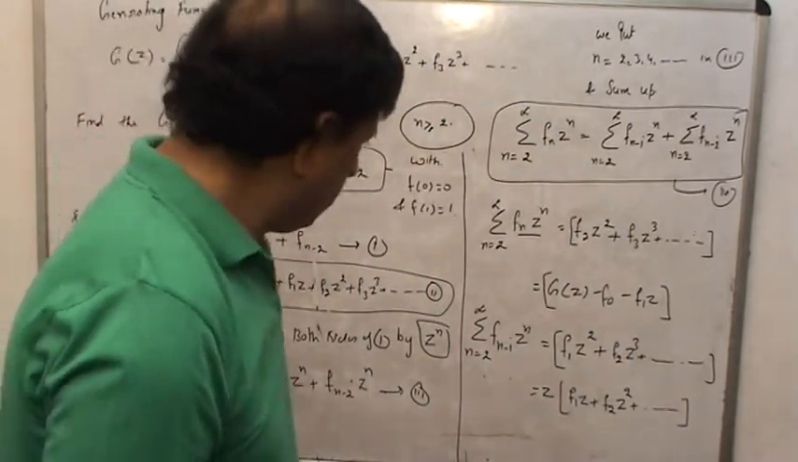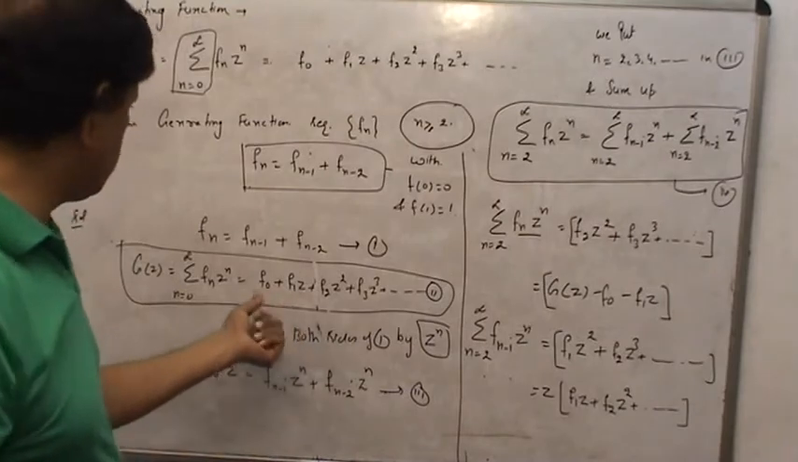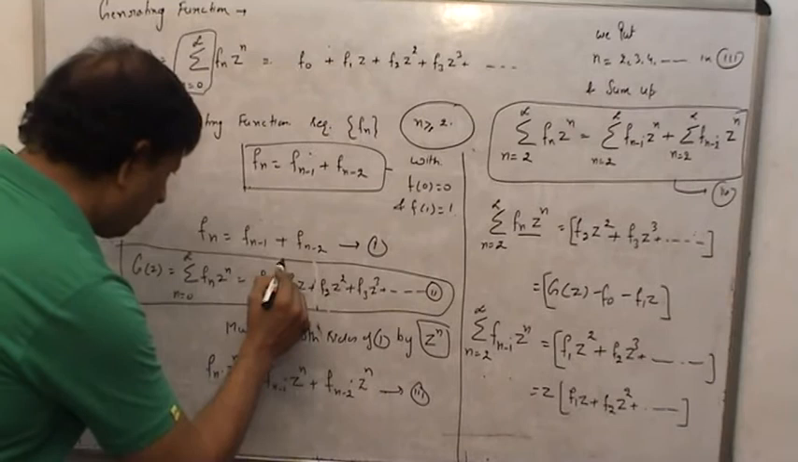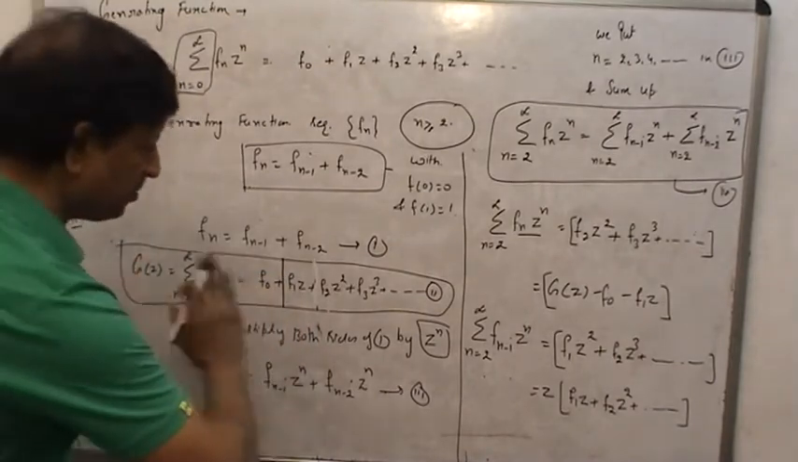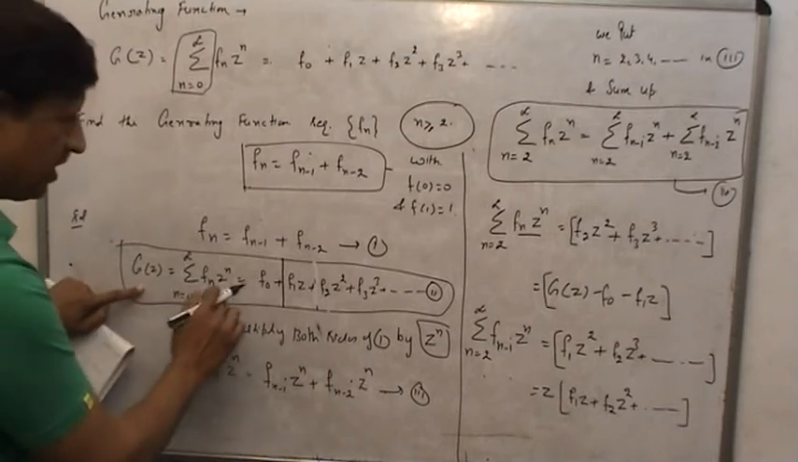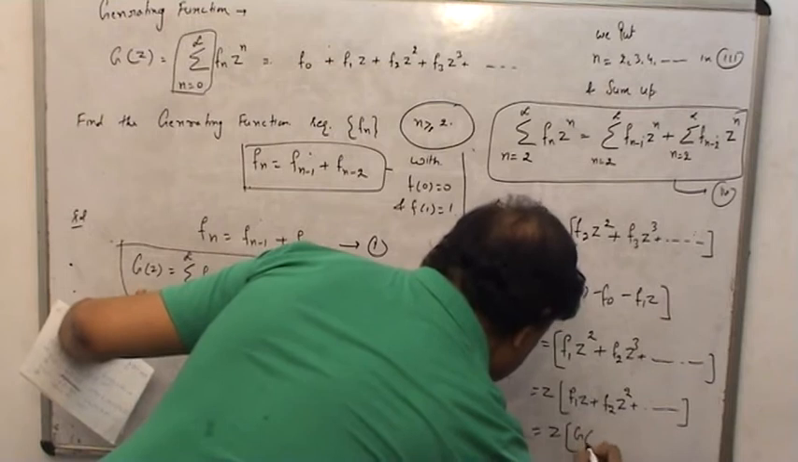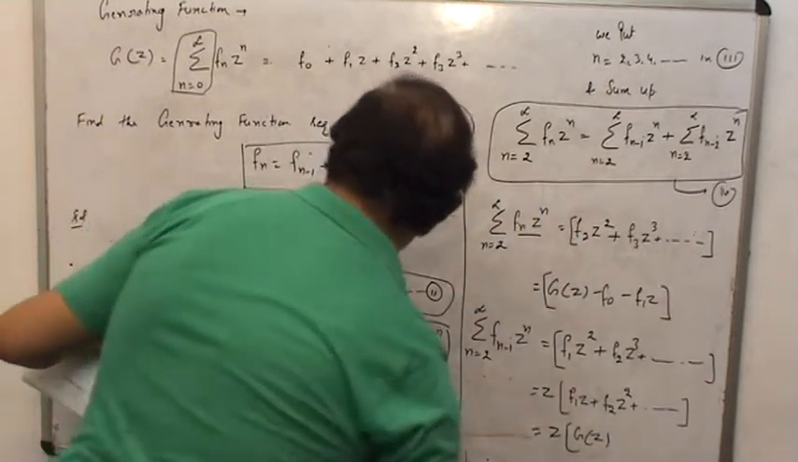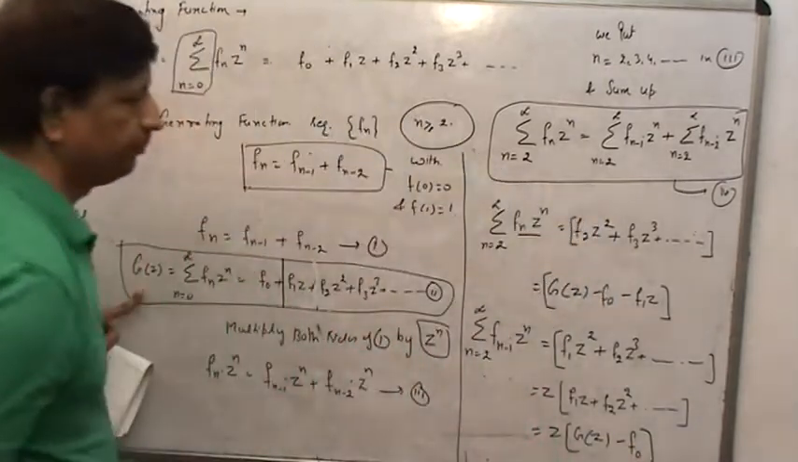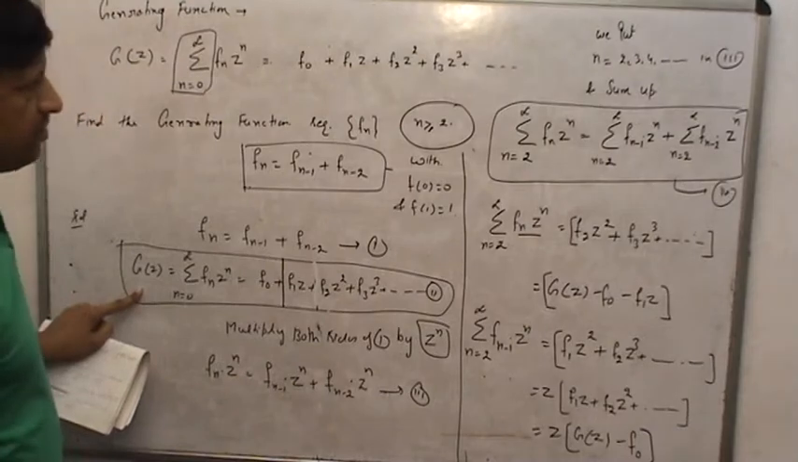Now this bracket we compare with the given value of the generating function. It starts from f1z. It means if we delete this sequence from the right side, what we get is gz minus f0. So we are using the generating function at every step.